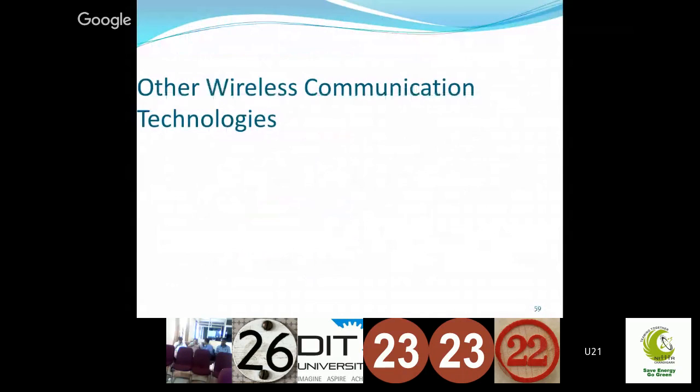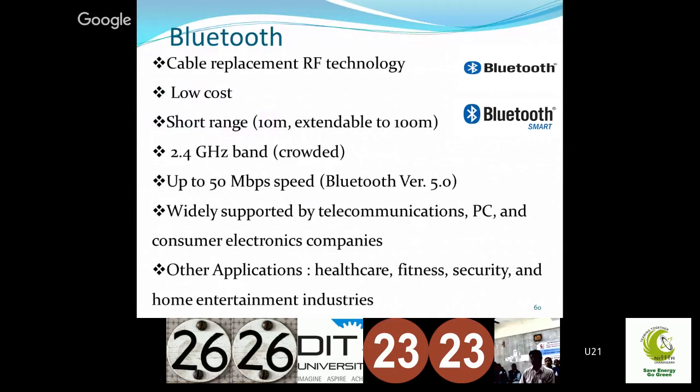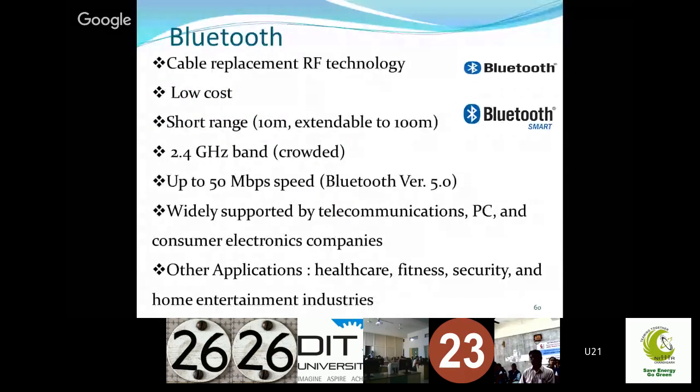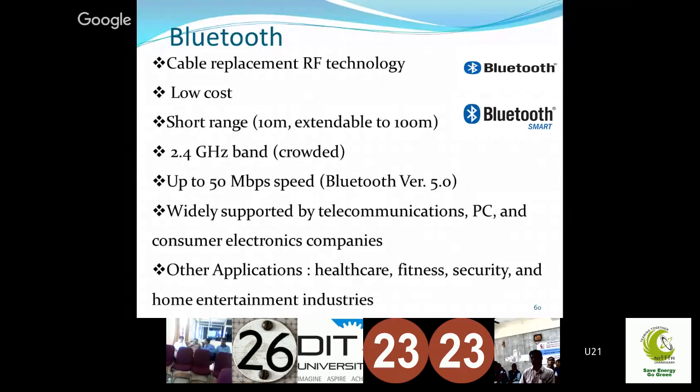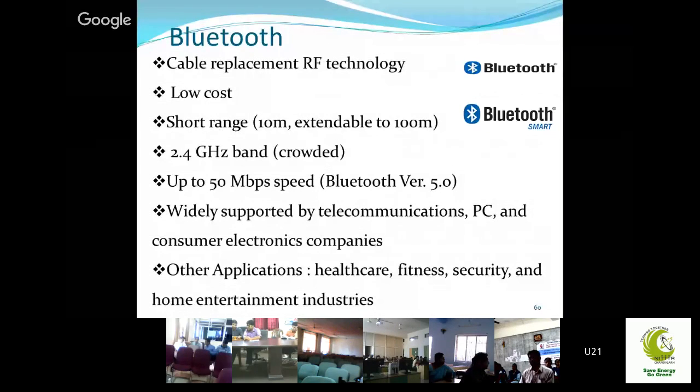Okay, so now we will discuss some other wireless communication technologies. Another technology is Bluetooth. Bluetooth is basically a cable replacement RF technology, which is low cost, short range, 10 meters and extendable up to 100 meters. It works in the ISM band, 2.4 gigahertz, and can support up to 50 Mbps speed for version 5. It is widely supported by telecommunication, PC, and consumer electronics companies, and has many applications in healthcare, fitness equipment, security, home entertainment industries, etc.